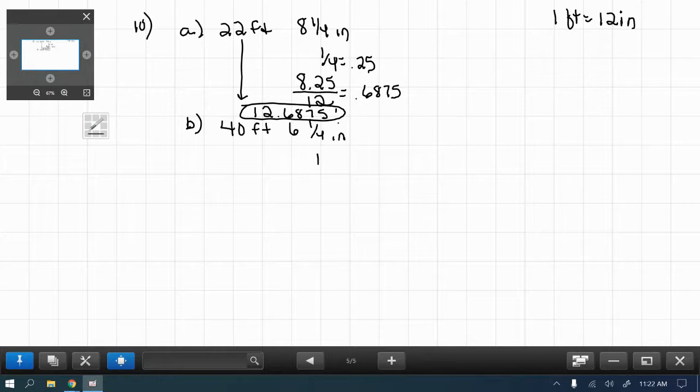Second, we're going to do the same thing, 1 divided by 4. Add it back to the 6. Did I write it down wrong? Well, it's supposed to be 1/2, it is. So that'd be 0.5.